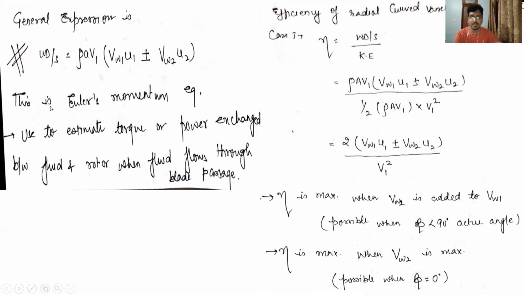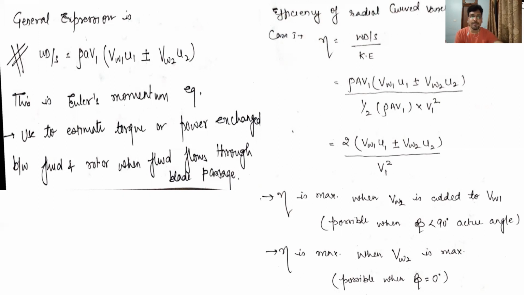u2]. This is called Euler's momentum equation and is used to estimate torque or power exchange between fluid and rotor when fluid flows through the blade passage. This equation is generally used in the turbine part. We will discuss different types of hydraulic turbine in upcoming lectures.